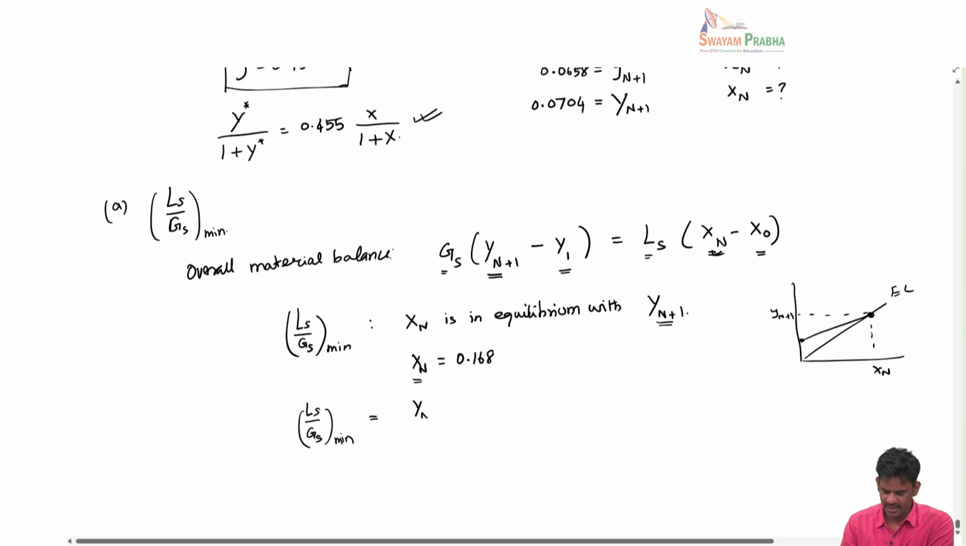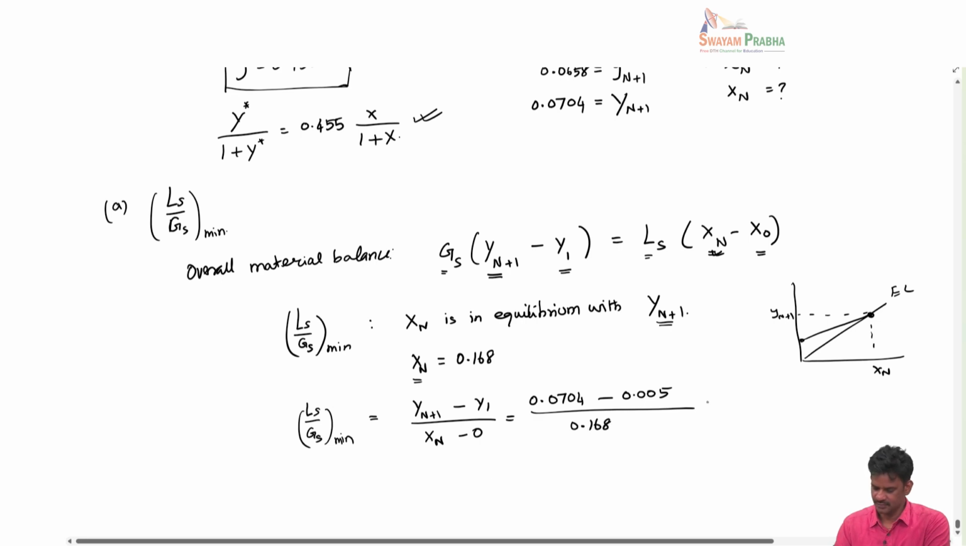So this would be yn plus 1 minus y1 by xn minus 0. So it's a mere substitution now. Yn plus 1 value is 0.0704, y1 is 0.005, and xn is 0.168, and you will get this as something like 0.39.